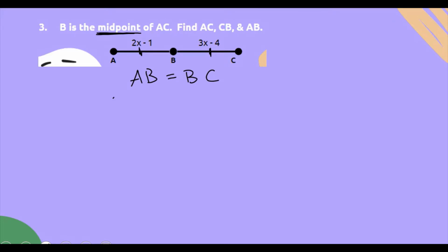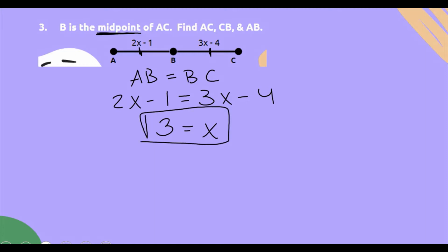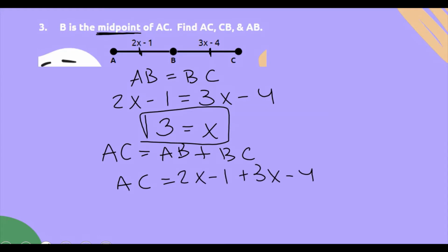All right, then I'll substitute AB equals 2x minus 1, BC equals 3x minus 4, and then we can solve this little guy, and we will get that x is equal to 3, but we're not done. Now we need to figure out each of the individual measurements they asked us for. Let's start with AC. AC is equal to AB plus BC. I'm going to plug in what I know. I don't know what AC is yet, but I do know that AB is 2x minus 1 and BC is 3x minus 4. Now we'll combine like terms.